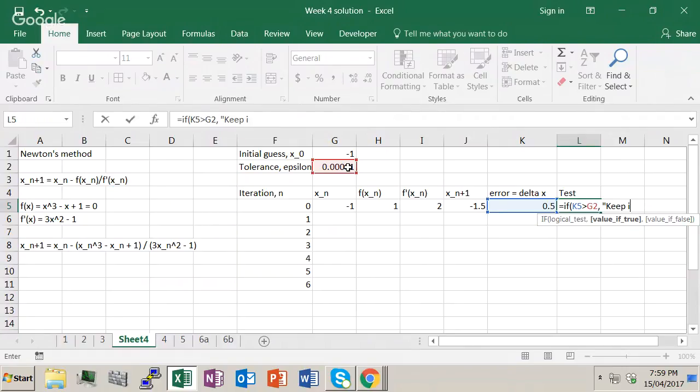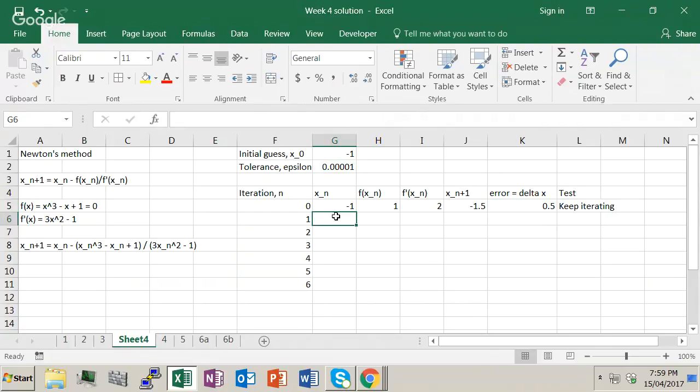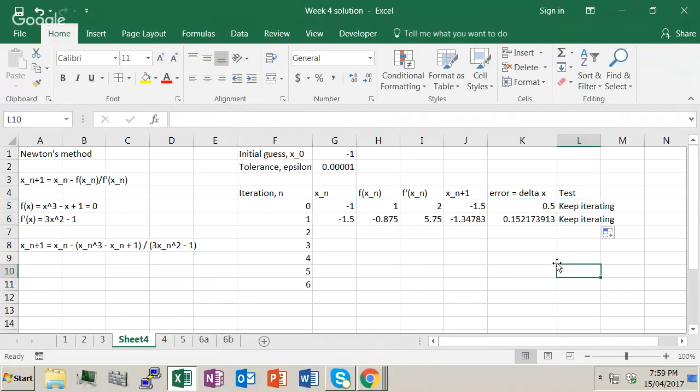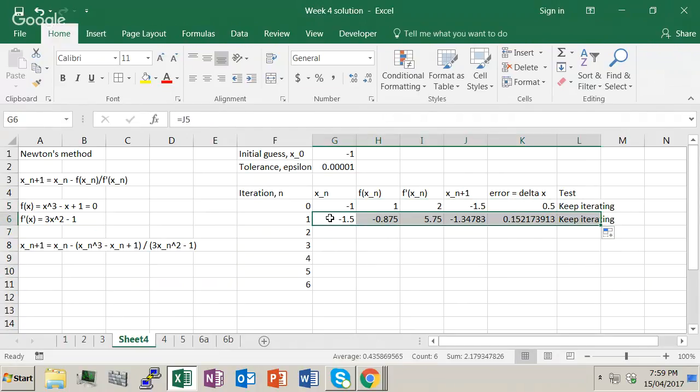If this condition is true, we will keep iterating, else we can assume that the result is close enough. This cell G6, which is x sub n, has been found in the previous iteration. So this will be equals cell J5, and I should be able to copy this group of cells into the next row, and I'll do the same thing with the entire row number 6.